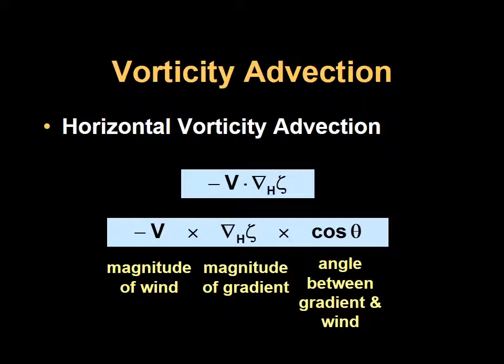If you break this down, if you remember, we can break it down into the magnitudes of those two things, the magnitude of the wind and the magnitude of the vorticity gradient, and then the angle between the two, because remember those are both vectors, so there's got to be an angle between them. The angle between the gradient and the wind will tell you how much vorticity advection you're getting.